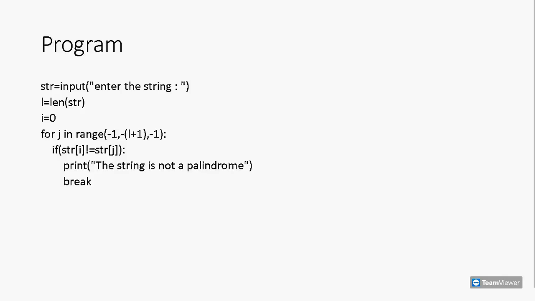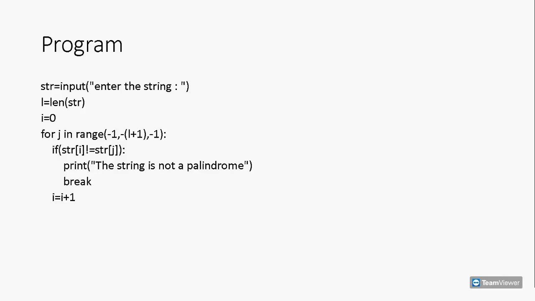Now, what if the values at the indexes are equal? This means that our string could be a palindrome and we want to continue checking the values at other indexes. For this, we want the loop to continue. The next value for j will come from the range function, but we have to increment the value of i manually, and therefore the statement i equal to i plus 1 outside the if.